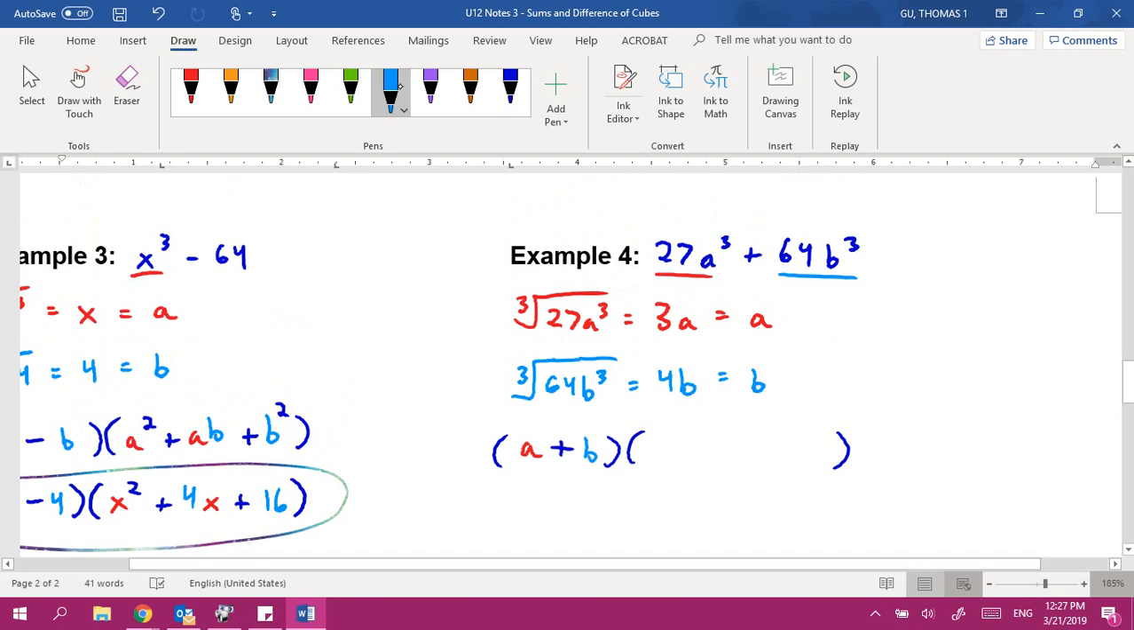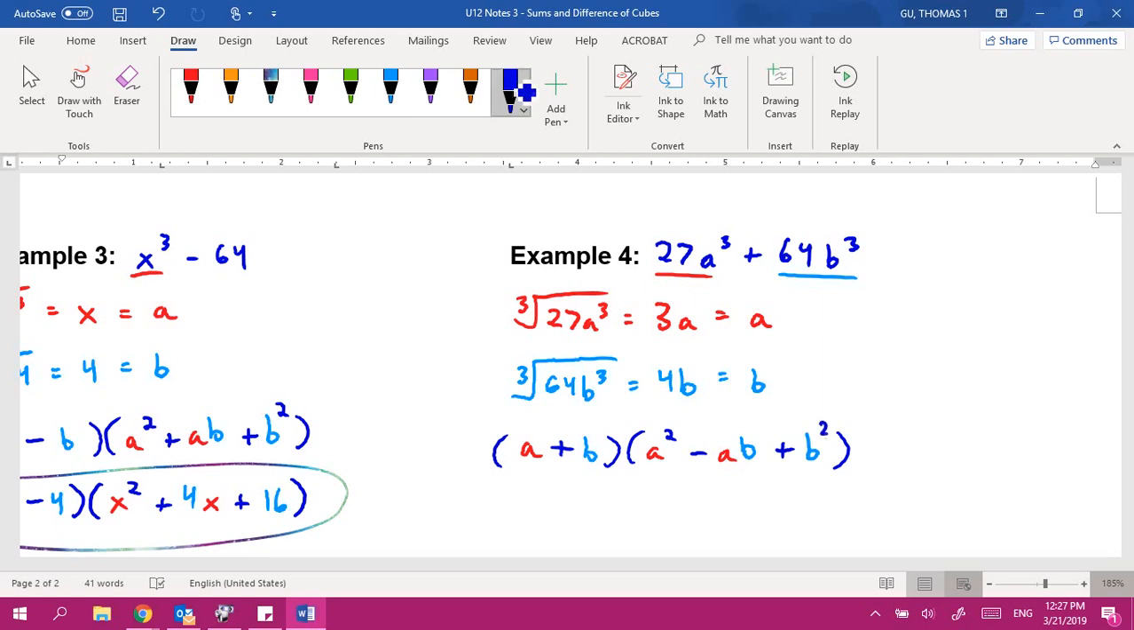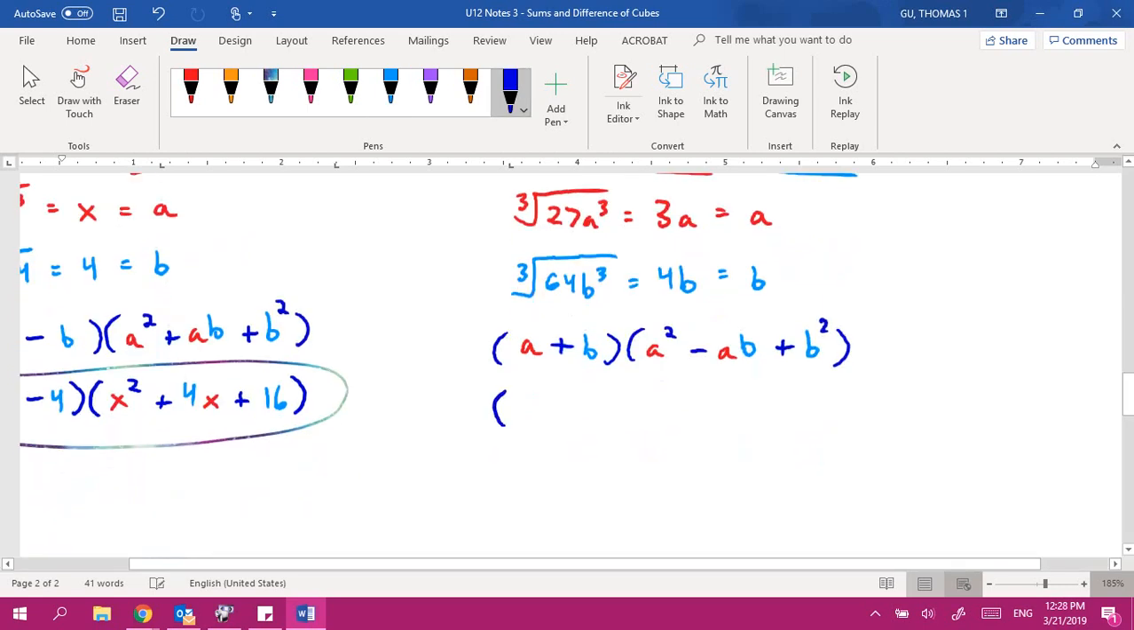And then a squared minus ab plus b squared. Very good. All right, so now we're going to replace each of these variables with what we found up here, the 3a and the 4b. So what's my equation going to be?